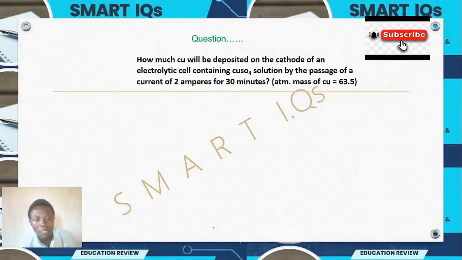For more questions. This one says, how much copper atom will be deposited on the cathode of an electrolytic cell containing copper 2 tetraoxosulfate 6 solution by the passage of a current of 2 amperes for 30 minutes. We are given the atomic mass of copper, and that is 63.5 grams. Are we together? So how do we go about this? Remember that the electrolyte is copper 2 tetraoxosulfate 6.